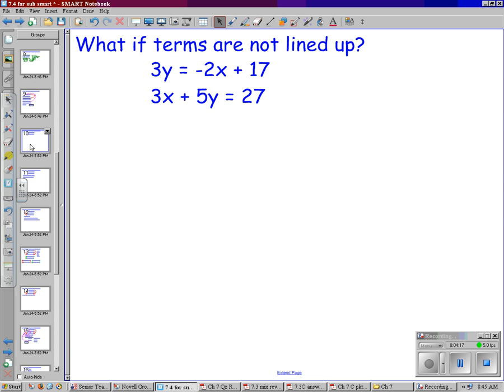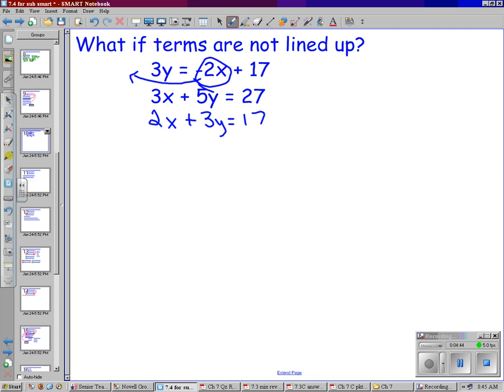Why do you suggest the top one, Andy? Well, because these two just add the 2x to the other side instead of moving 3y over and then moving 17 over. Okay, a lot less moving. So let's move this -2x over to the other side so that we'll have what kind of a 2x? Positive. So positive 2x plus our 3y equals 17.